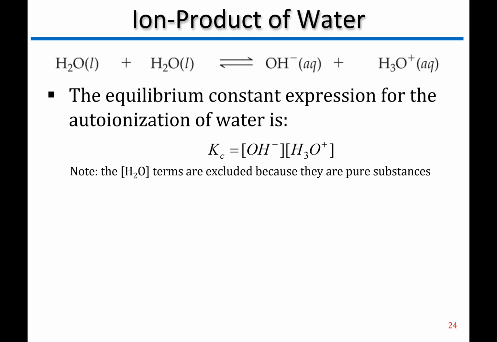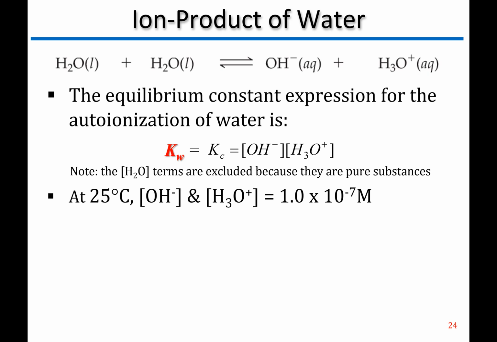And we can say that the equilibrium constant expression for the autoionization of water is equal to what? It's equal to our products, just like our equilibrium constant before. Kc is equal to the concentration of OH minus times the concentration of H3O plus. And remember, the H2O terms we don't include, because pure liquids and solids are not involved in our Kc value. This particular Kc value is also known as Kw because it refers strictly to water. So Kw is equal to the concentration of OH minus times the concentration of H3O plus.